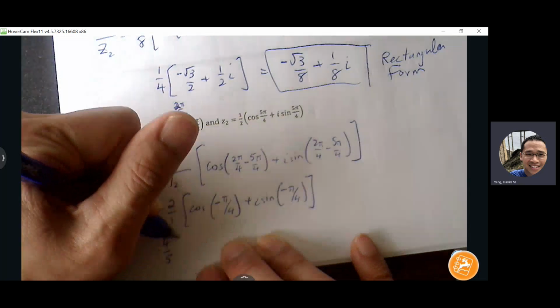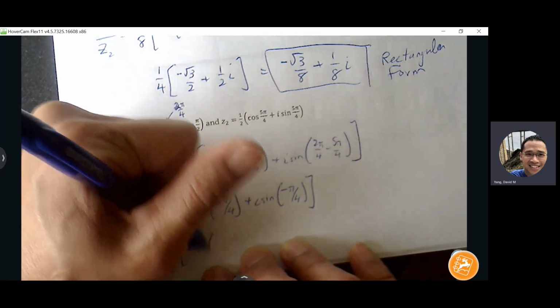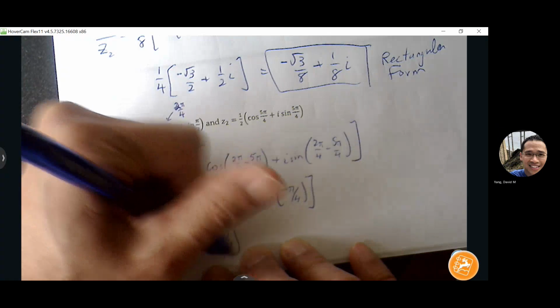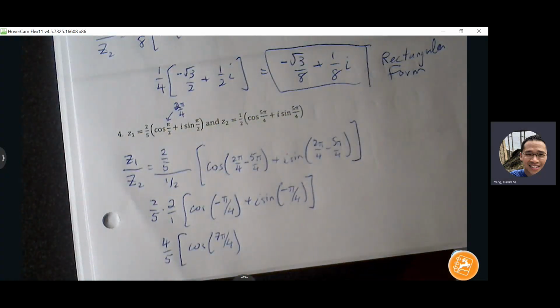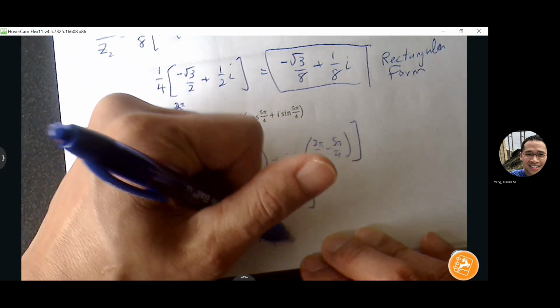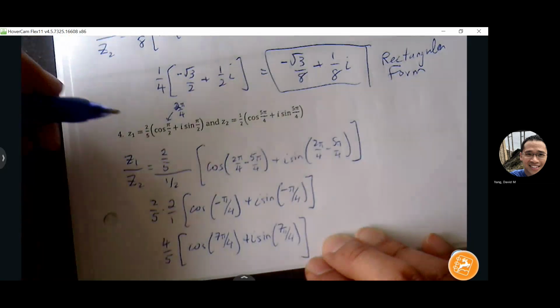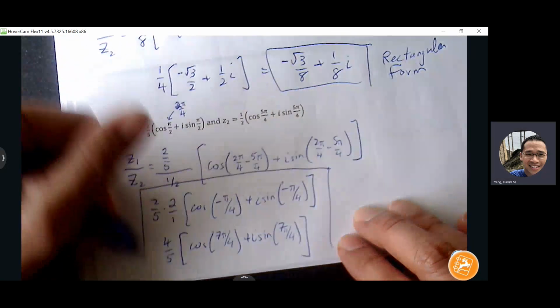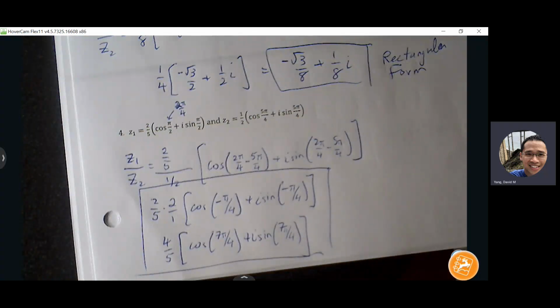Okay, if you don't recognize negative pi over 4, you can rewrite it as 7 pi over 4, because you can always create a coterminal angle that fits into your 0 to 2 pi range. Add 2 pi minus pi over 4, or 8 pi over 4 minus pi over 4, 7 pi over 4. It's in the fourth quadrant. You can leave your answer in either form. These are both legitimate polar form.